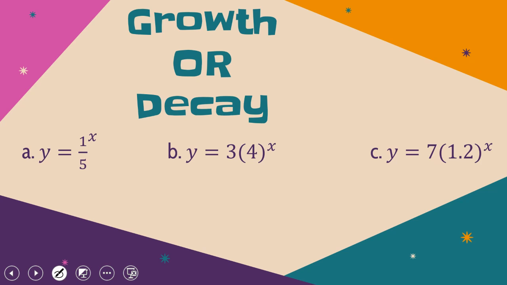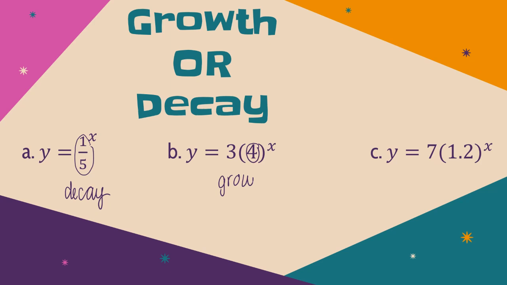So is an equation growth or decay? Let's figure it out. Looking at this first one, y equals 1/5 to the power of x. We want to look at the base, which is 1/5. Is that greater than 1 or smaller than 1? It is definitely smaller than 1, which means that this is a decay function. Letter B, looking at the base, which is the number in the parentheses. 3 is the coefficient, 4 is the base. That base is larger than 1, therefore this is growth. Letter C, again, looking at the base, which is in the parentheses, 1.2 is a number larger than 1, so this is also a growth equation.